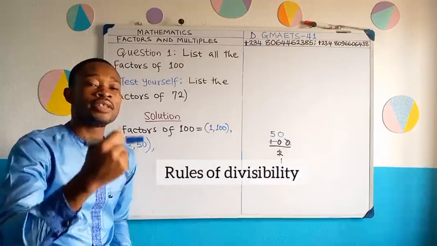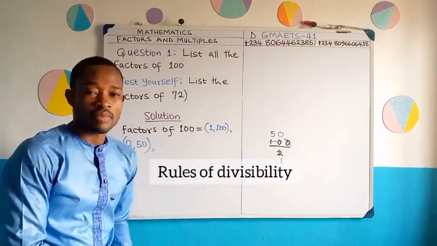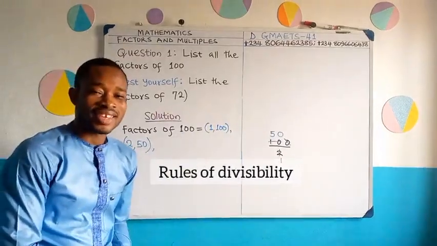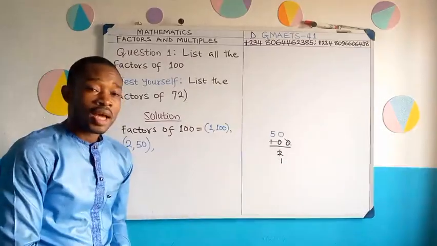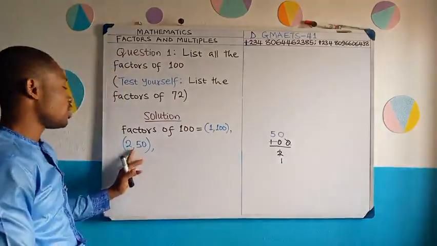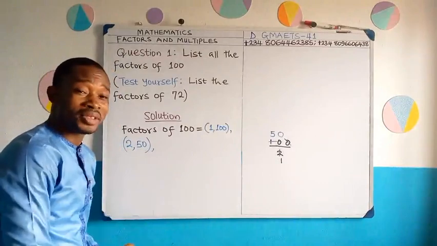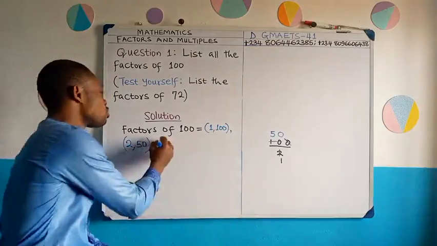Any number that also ends with 0 can be divided by 2. In this case, 100 ends with 0. So 2 can divide it and you get 50. Now, look at these two factors we got here. 2 and 50, if you multiply 2 times 50, you will get 100. So they are actually factors. Let's move on to 3.